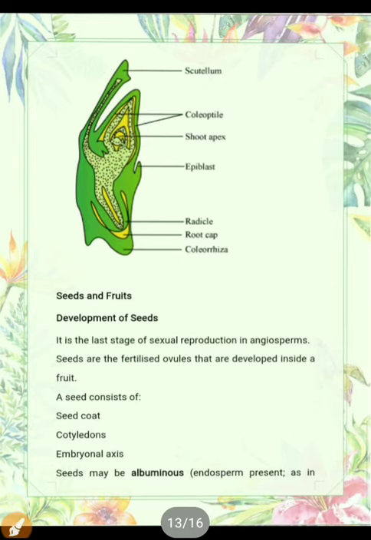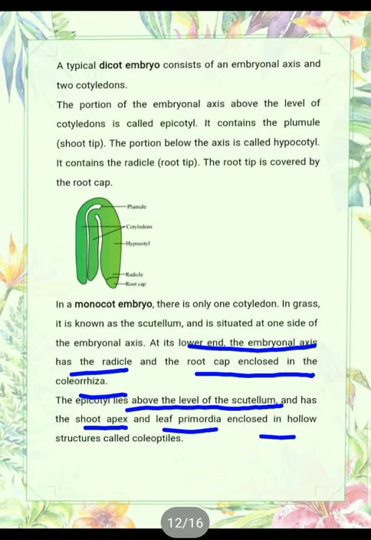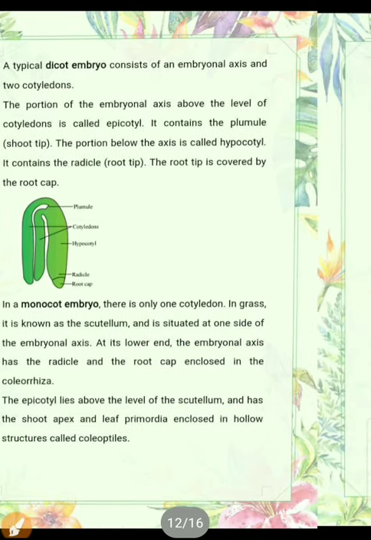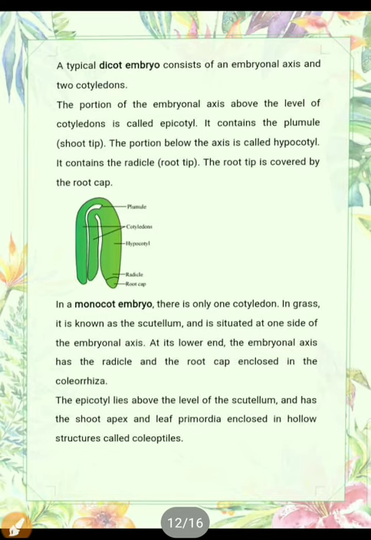So at the lower end, the embryonal axis has the radicle and root cap enclosed in coleorhiza, and the epicotyl lies above the level of scutellum and has the shoot apex and leaf primordia enclosed in a hollow structure called coleoptile. As you can see in this diagram, this is the coleoptile and this is the shoot apex. So these are the developments of monocot and dicot embryo.